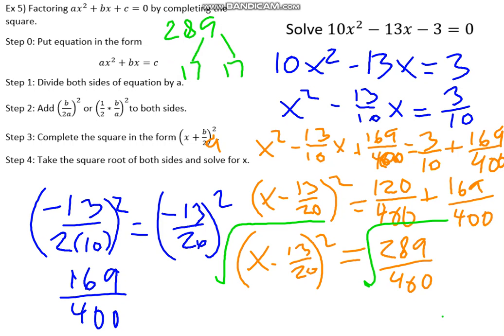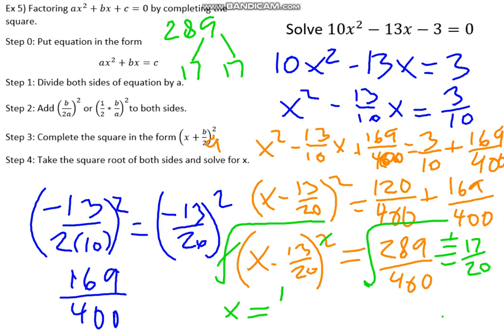So this is going to be 17 over 20, because the square root of 400 is 20. And then the square root cancels out the square here. So my only thing left is I'm going to add 13 over 20 to both sides. And actually, one more thing. When you take the square root, it should be plus or minus over here. So this is plus or minus 17 over 20. So now the only thing I have left is add 13 over 20, and that's my solution set.